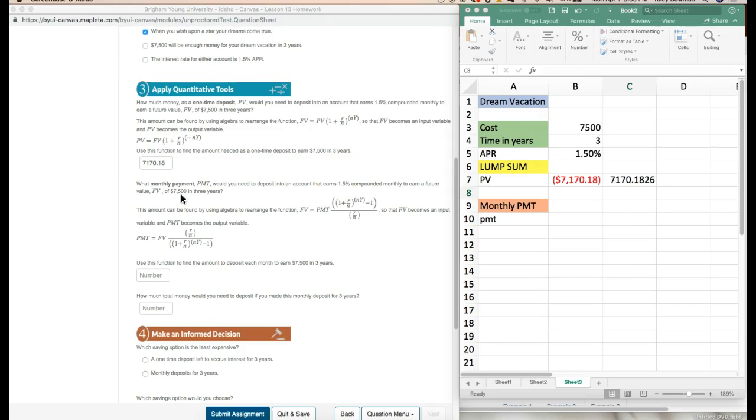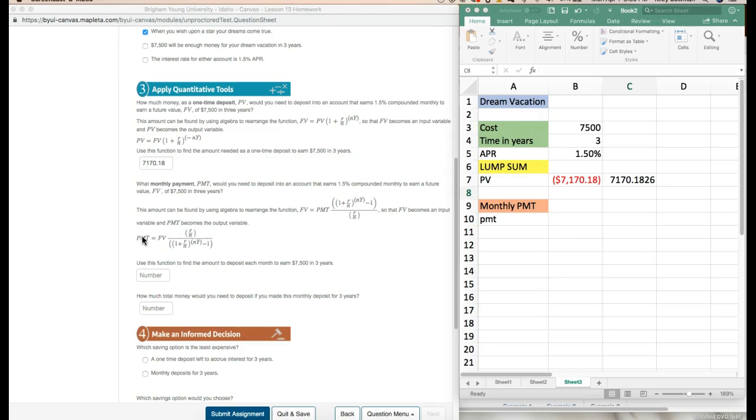This amount can be found by using algebra to rearrange the function: future value equals payment times 1 plus the rate, APR over n, raised to the ny, n being the number of compounds in a year, minus 1, all divided by r over n. So the FV becomes an input variable and payment becomes the output variable. And so we get this formula right here.